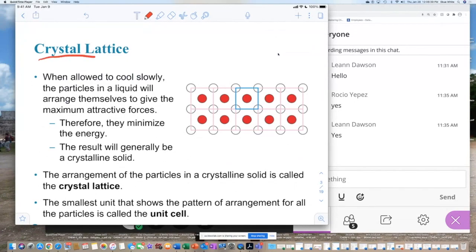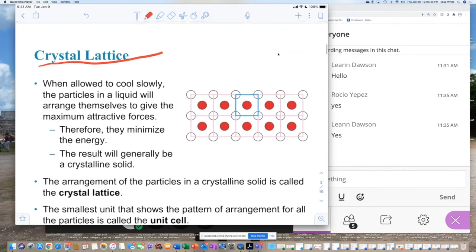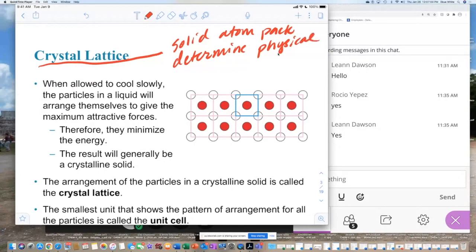Our focus here will be to look at how the atoms relate to each other and how the atoms pack. Because at some point we see on a practical level, the way these solid atoms pack determine the physical properties. We did say in the last chapter, intermolecular physical properties. Now we're saying the way the atoms in a solid pack determine physical properties.